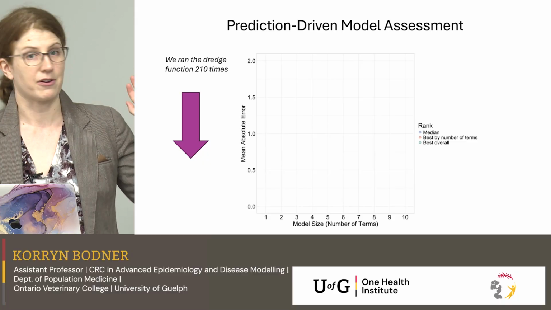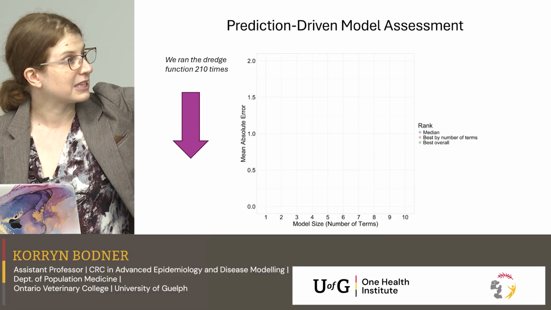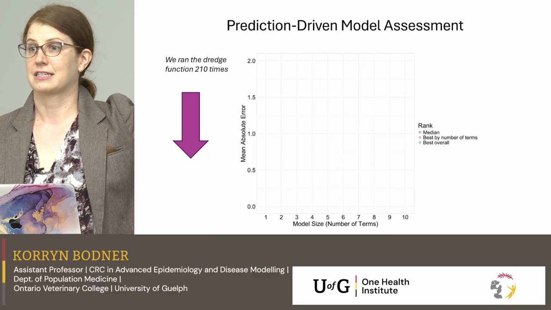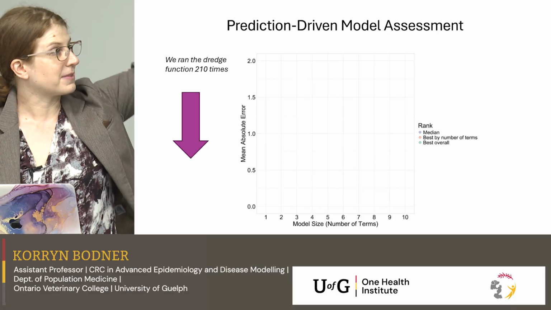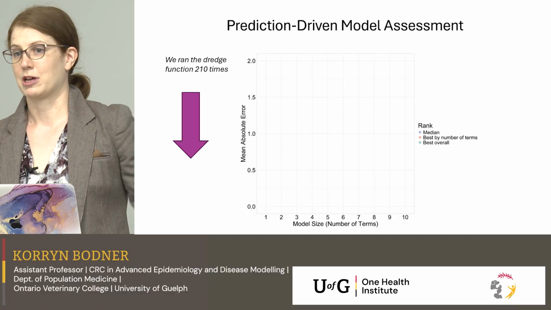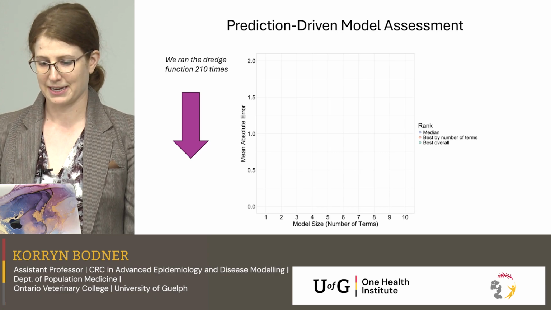Okay, so again, we have our model size on the bottom, and then we look at our mean absolute error, this time on our y-axis. And just to reorient you, lower is better. So we want lower error. So what do we get?